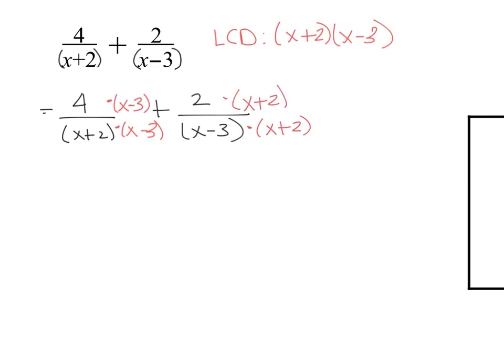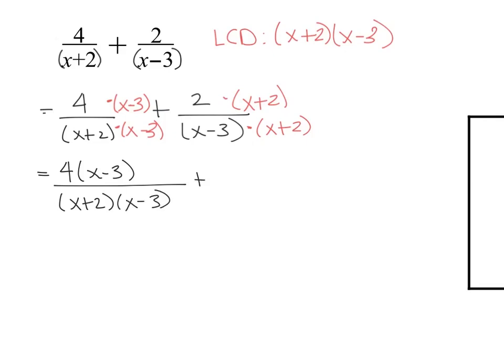Now if you take a look, these denominators match. In this denominator, I have x plus 2 and x minus 3. Same with here, just in a different order. I have x plus 2 and x minus 3. So if I were to rewrite this, I have in the numerator 4 times x minus 3 all over x plus 2 times x minus 3.